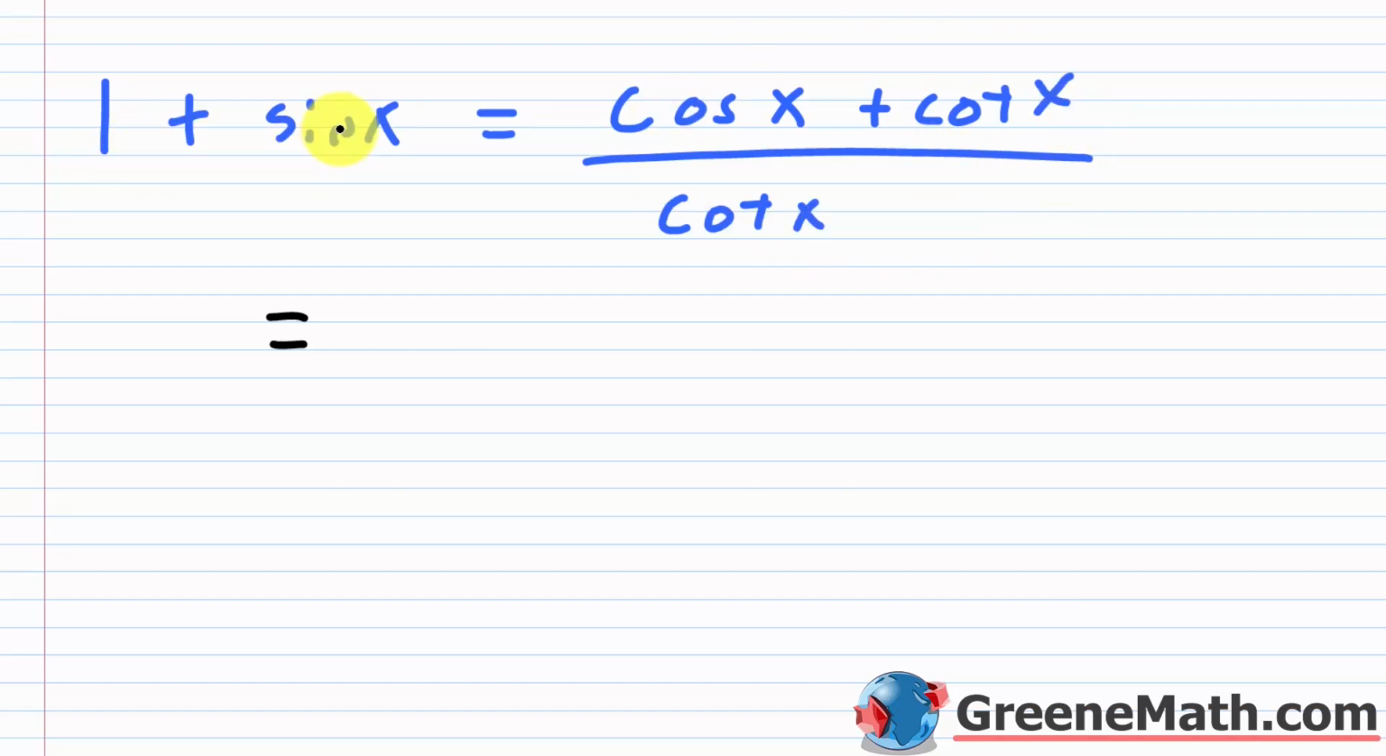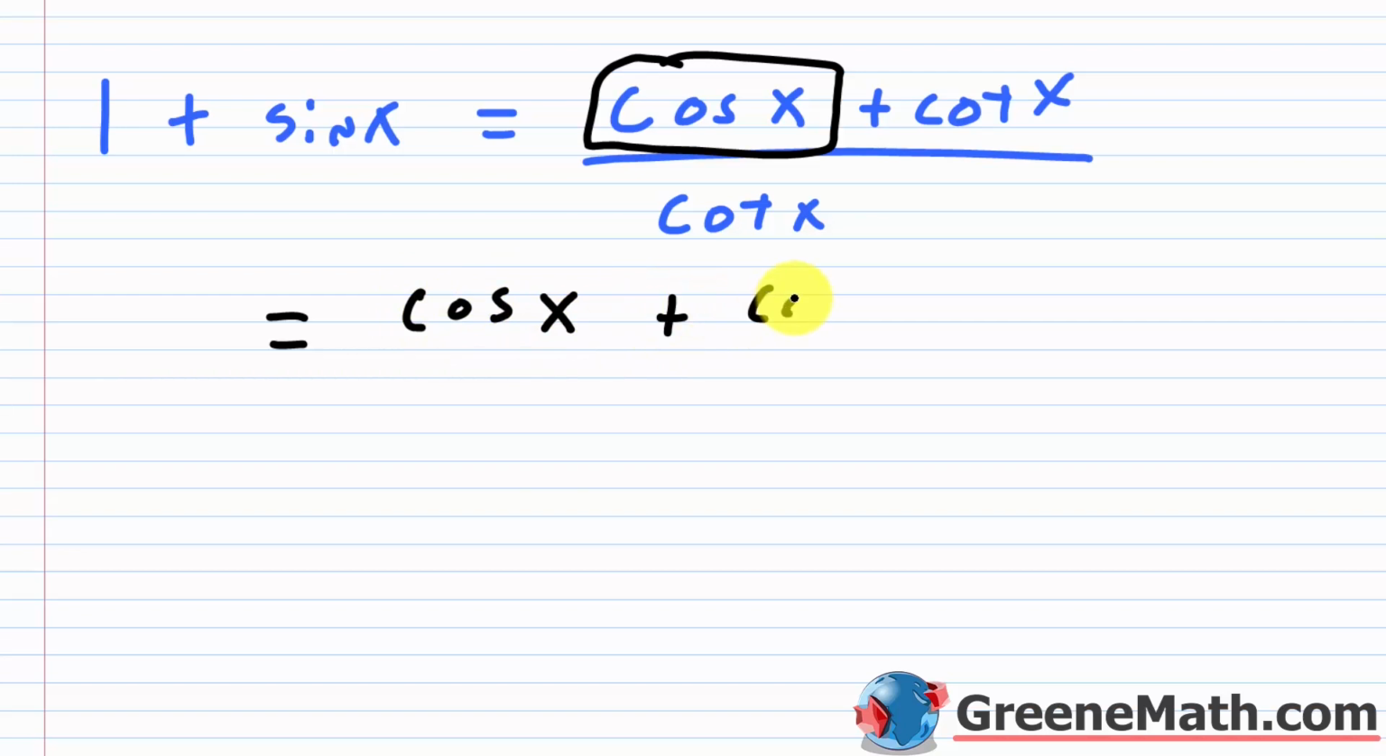So the first thing I'm going to do is write things in terms of sine and cosine. I have cosine here, so I'm not going to touch that. But cotangent of x, if you think about the reciprocal identities, is cosine of x over sine of x. So I'm going to start by saying I have cosine of x plus cosine of x over sine of x.